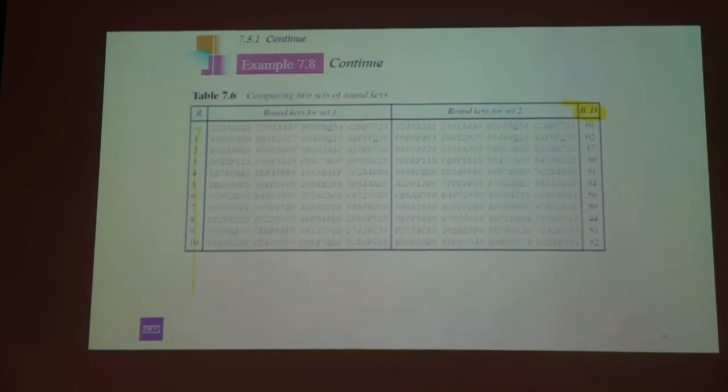Okay, so changing one bit completely changes the key. You have, on average, let's say 50 bits that are different. And that shows how good the algorithm is.